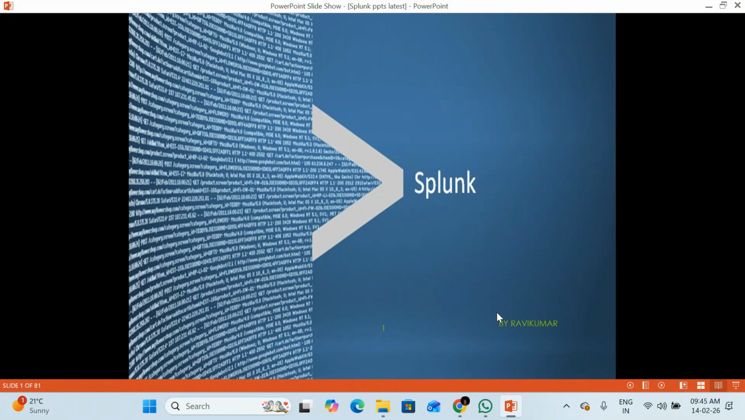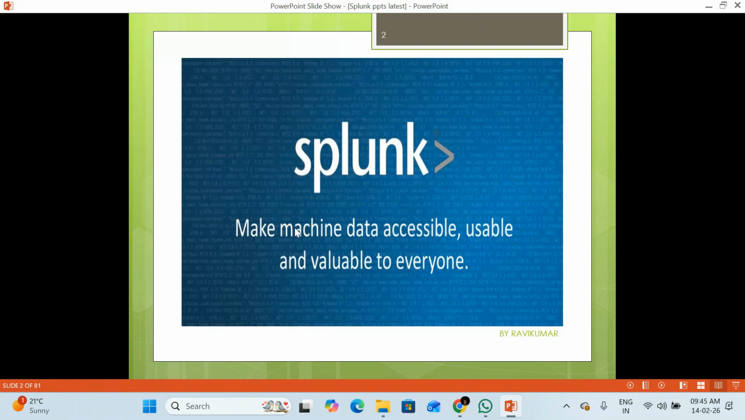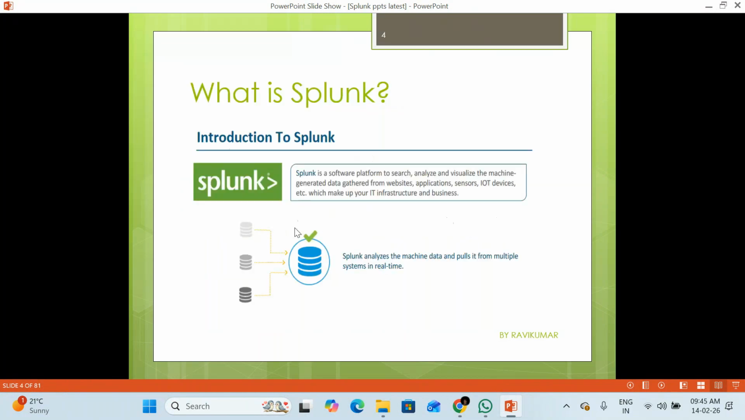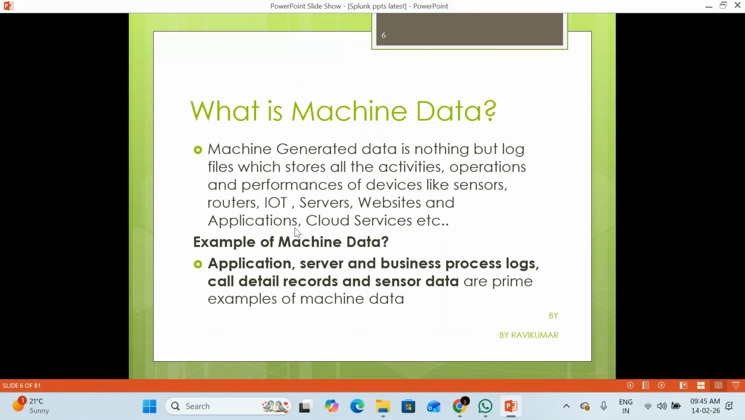Okay, now Splunk always works with machine generated data. Basically, machine data is nothing but a log file. For example, what is machine data? Machine data is nothing but a log file which stores all the activities, response operations, and performances of devices like sensors, routers, IoT devices, servers, websites, applications, and cloud services, whatever it may be. Based on their operations, performance, and activities, the data will be registered. The data we call machine generated data.